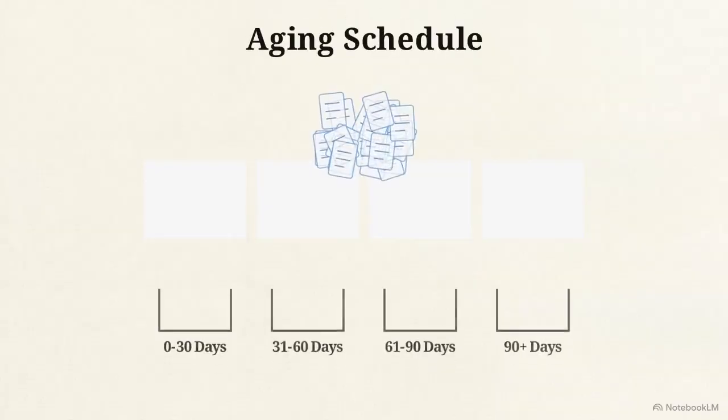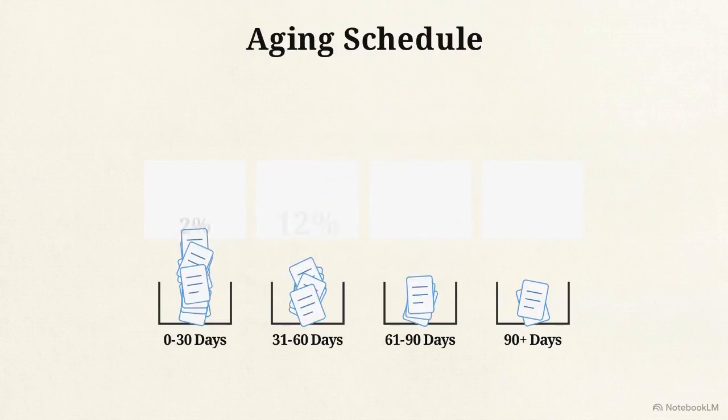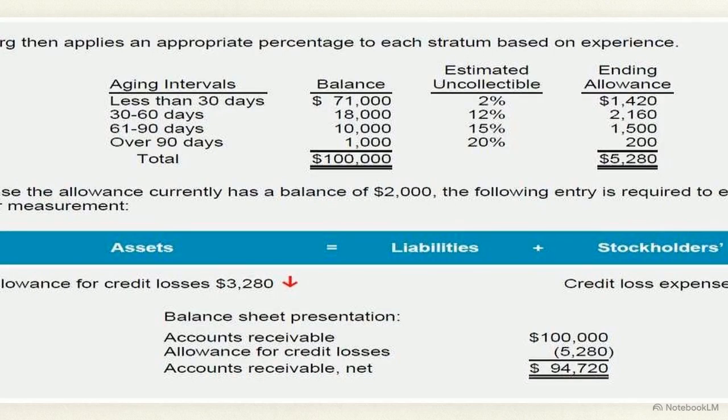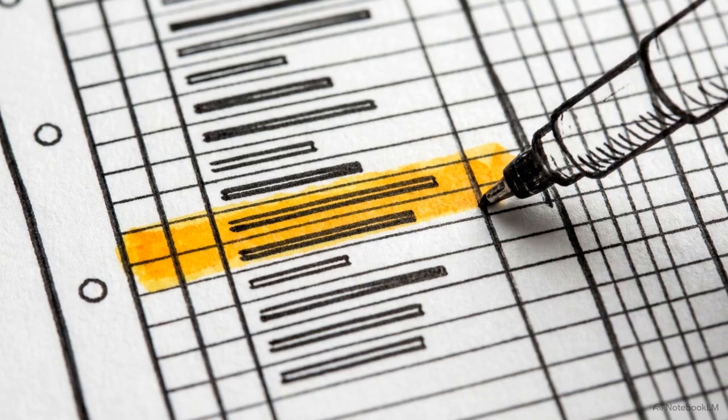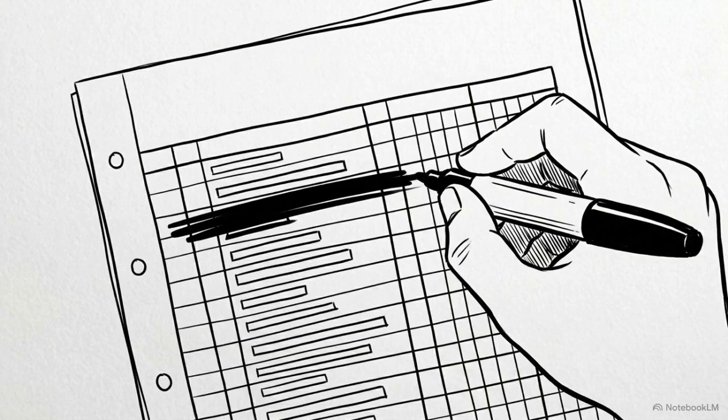To refine this estimation, entities prepare an aging schedule. This stratifies the receivables by age, aligning the probability of default with chronological risk. This aging schedule illustrates the progression. The estimated uncollectible rate rises significantly over time, starting at 2% for new debts and climbing to 20% for debts older than 90 days. By applying these specific percentages to their respective strata, management determines a highly precise required ending allowance balance, yielding $5,280.